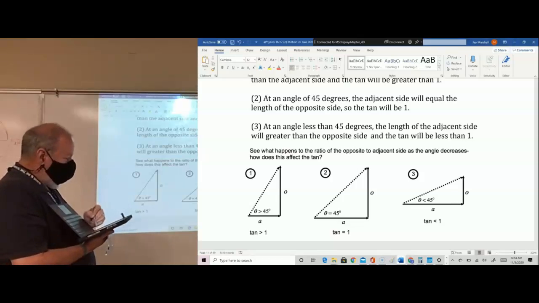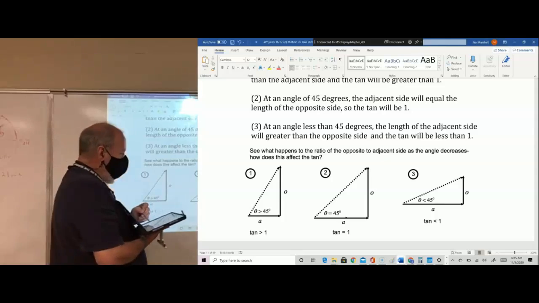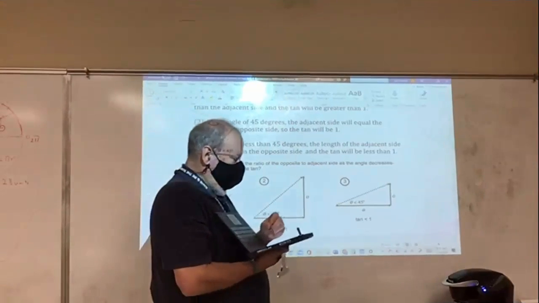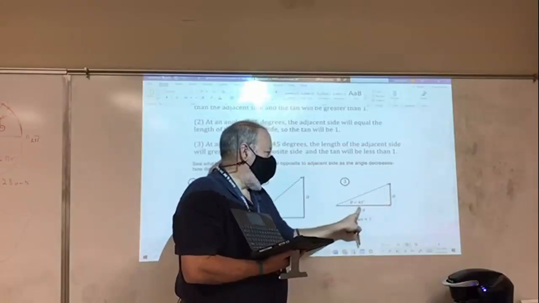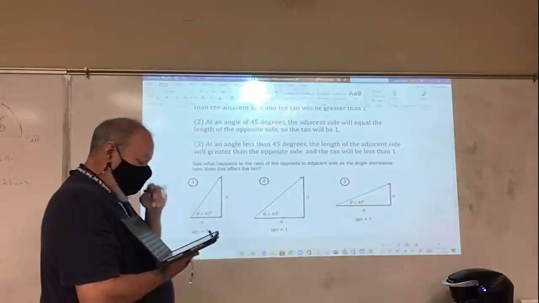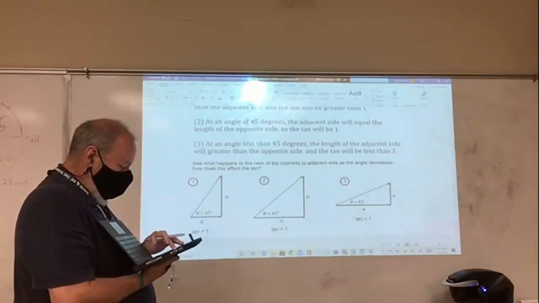If the angle is exactly 45 degrees, the opposite side will be exactly the same length as the adjacent side, so the tangent will be 1, or that ratio will be 1. And then if I have an angle less than 45 degrees, the opposite is going to be less than the adjacent side, and so the tangent will be less than 1. Okay?